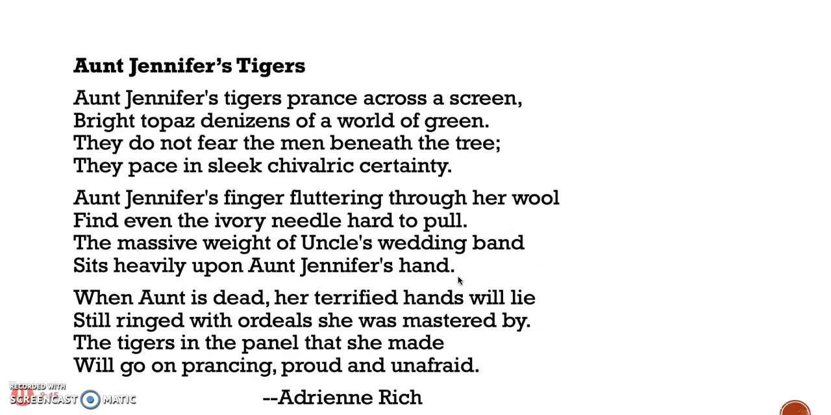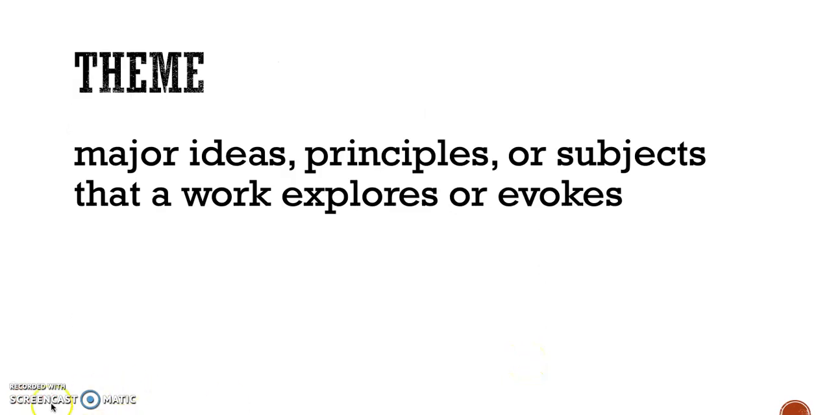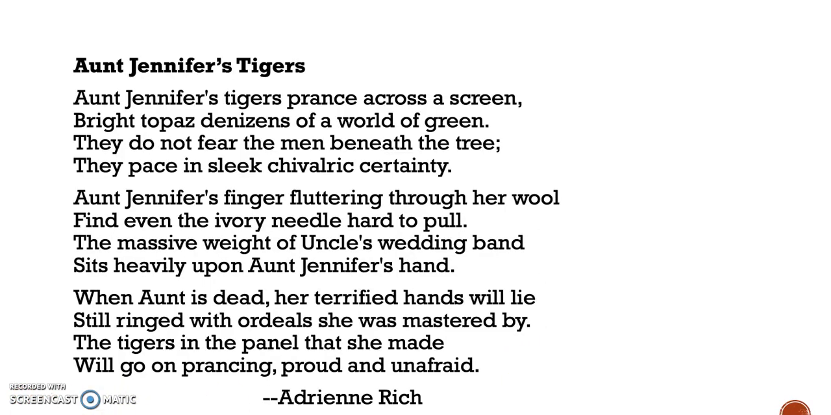We could also say that the tigers that are described, that she's embroidering, could be symbolic of how she wants to be. They don't fear the men beneath the tree. They know their place. They're prancing. They'll go on forever, prancing, proud and unafraid. So the tigers could symbolize what Aunt Jennifer is aspiring to here.